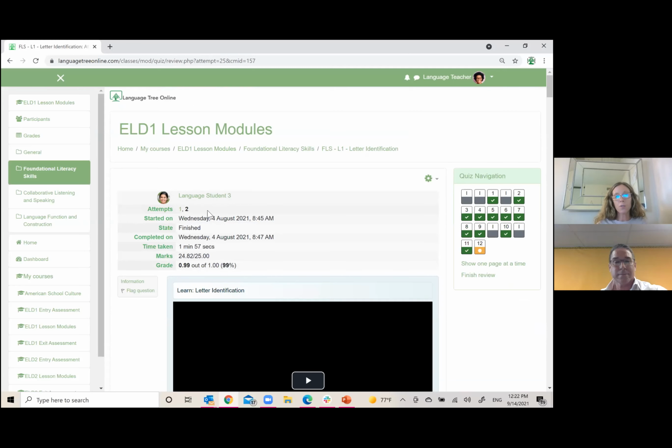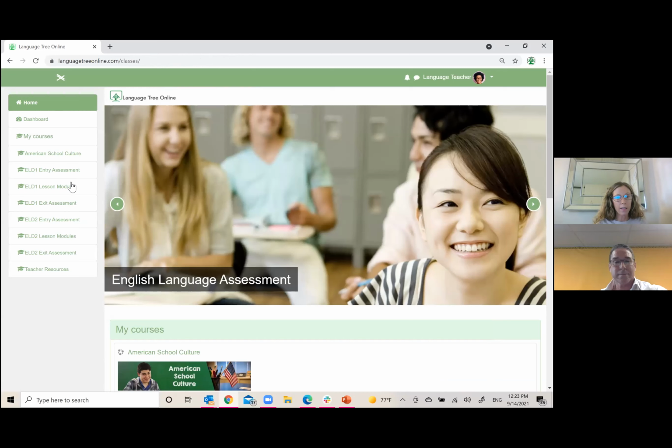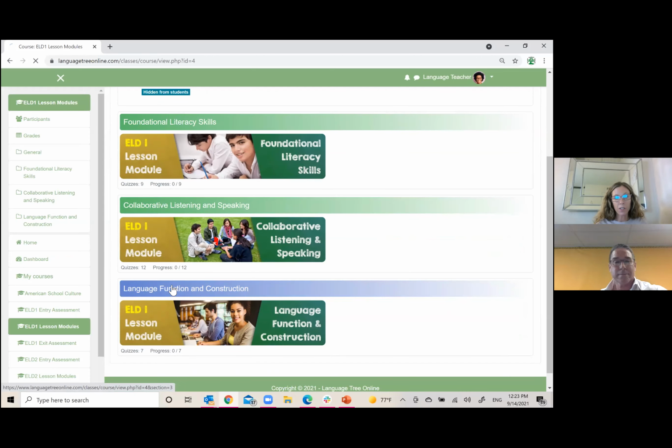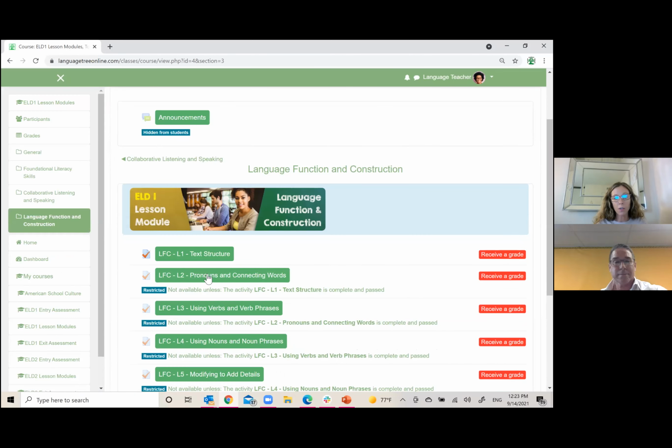But let's say you see 3, 4, 5 attempts here, then that's a good indication that intervention is needed because they're having issues with that particular lesson, that language function or skill. And that's when the downloadable resources really come in handy. And I'll show you those in just a minute, but I want to go back and show you a little bit of a lesson. I'm going to show you a bit of a lesson in language function and construction in lesson 2, only because I had showed a couple of the assessment questions around pronouns.